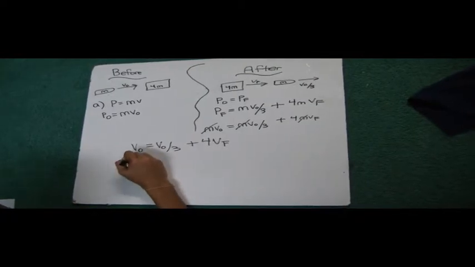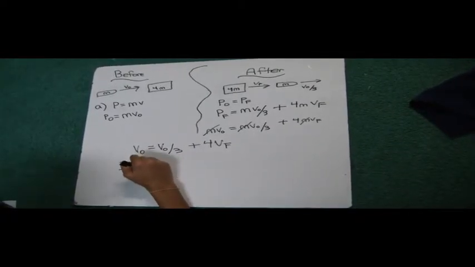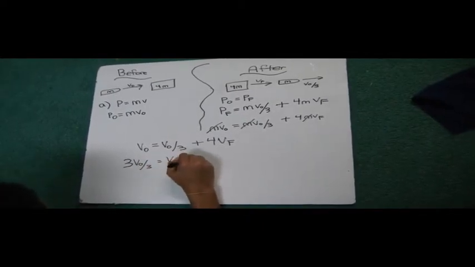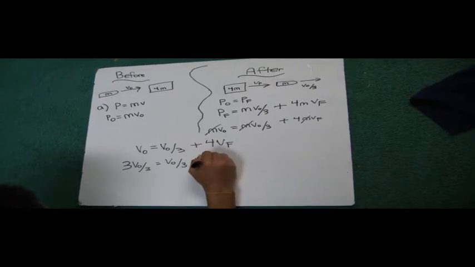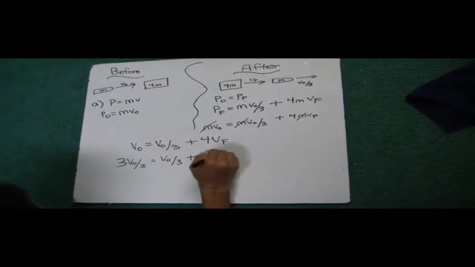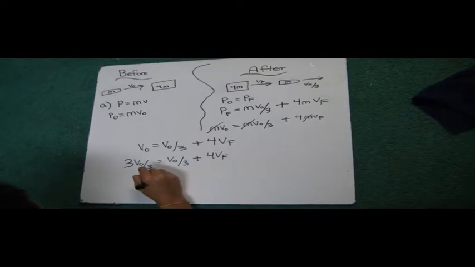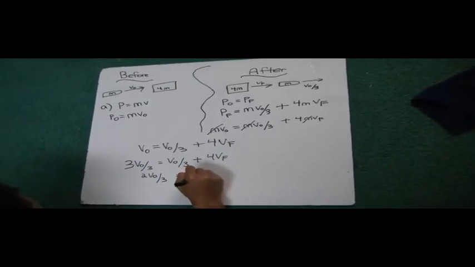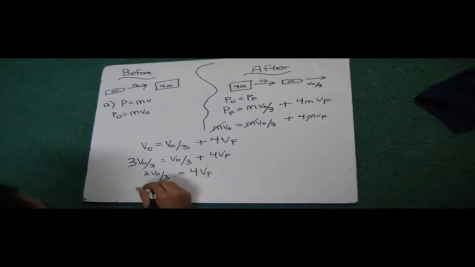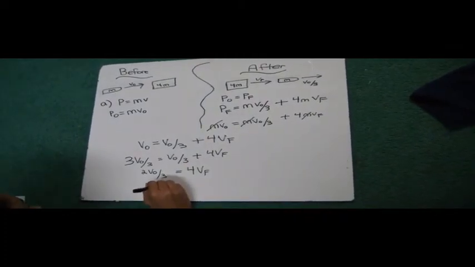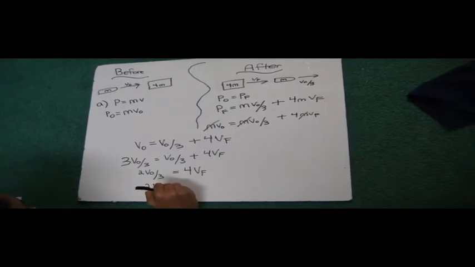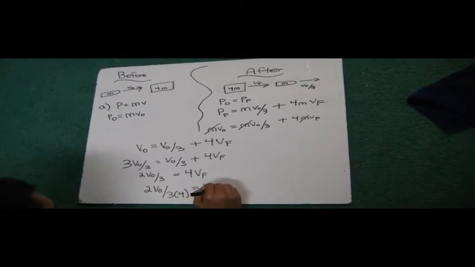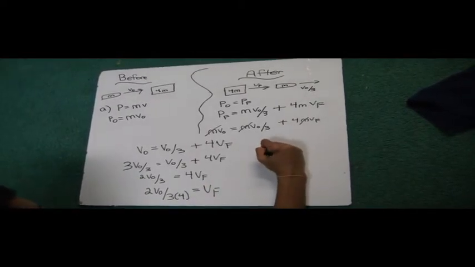From this equation, we will get 3VO divided by 3 equals VO divided by 3 plus 4VF. By subtracting the VO divided by 3, we are left with 2VO divided by 3 equals 4VF. To solve for final velocity, we will divide 2VO divided by 3 by 4. Once we do this, we will get a final velocity of VO divided by 6.